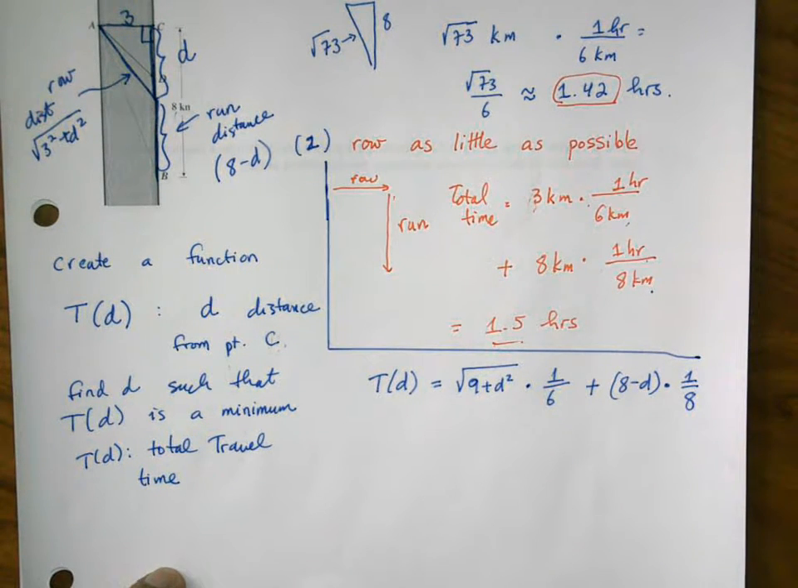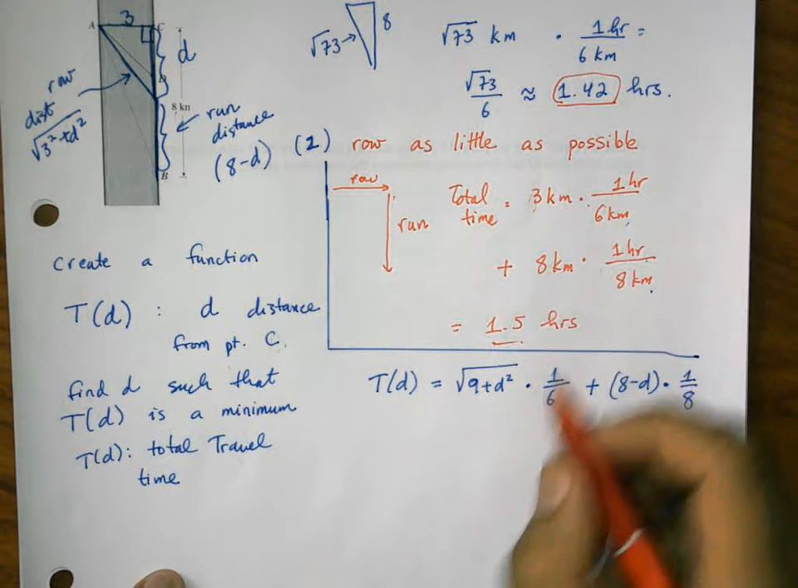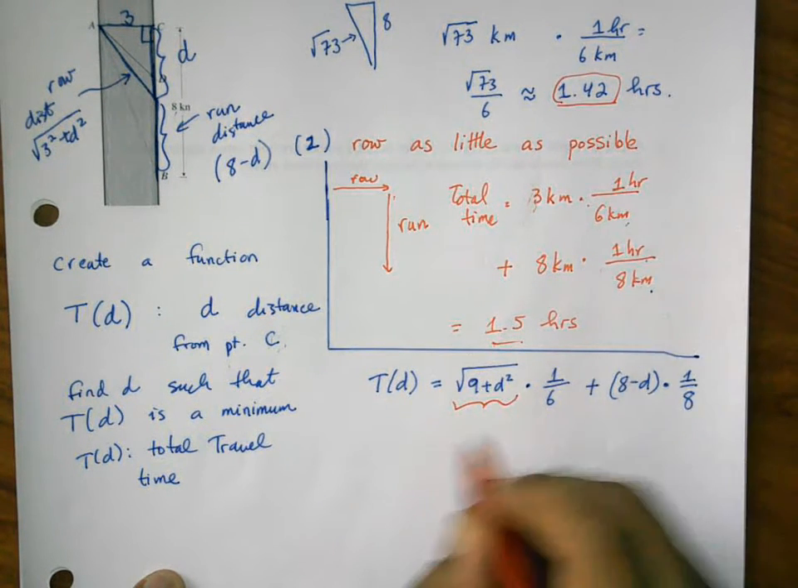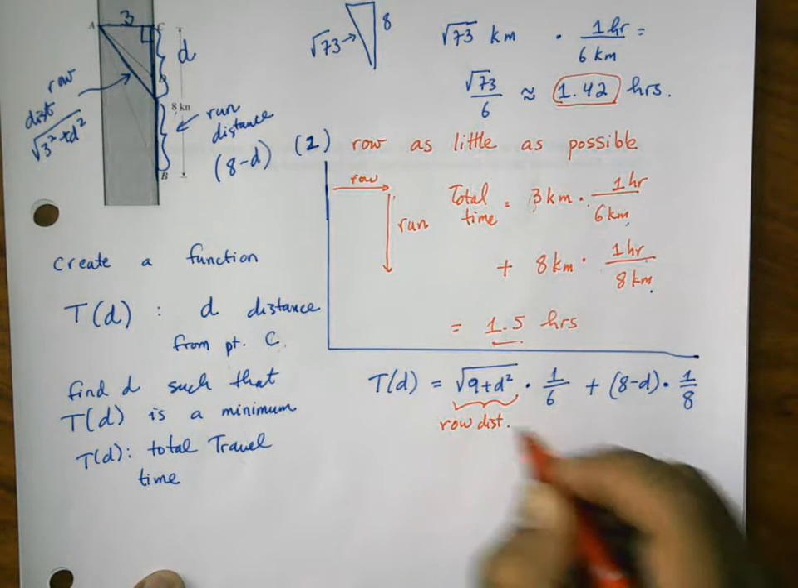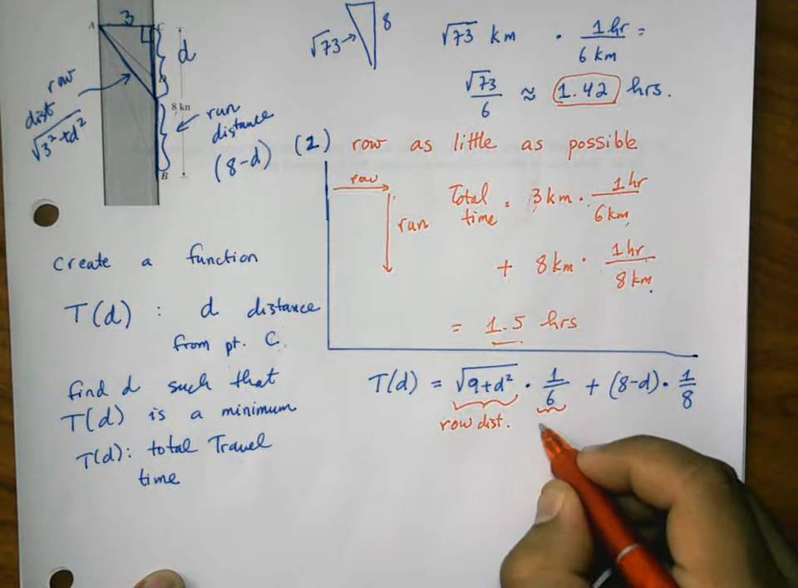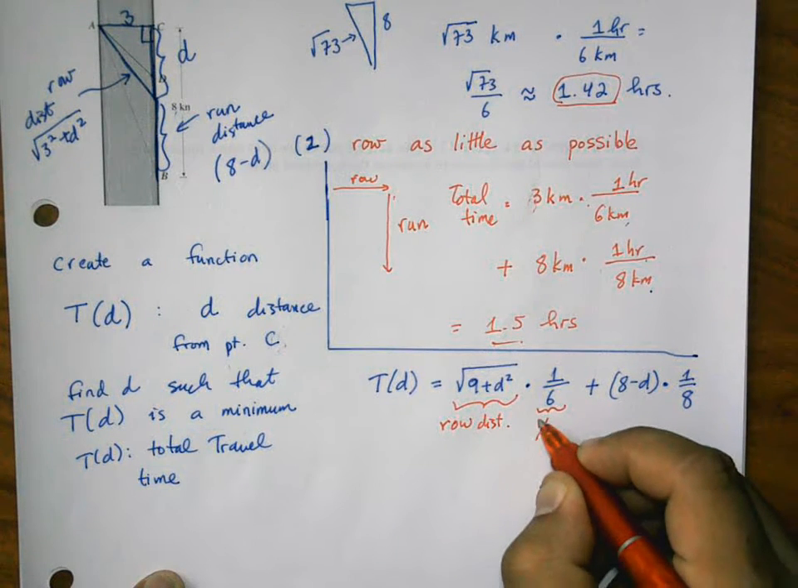Okay. So think about what all these numbers mean. This is really critical to understand what these numbers mean. This is the row distance. This is the reciprocal of the row speed.